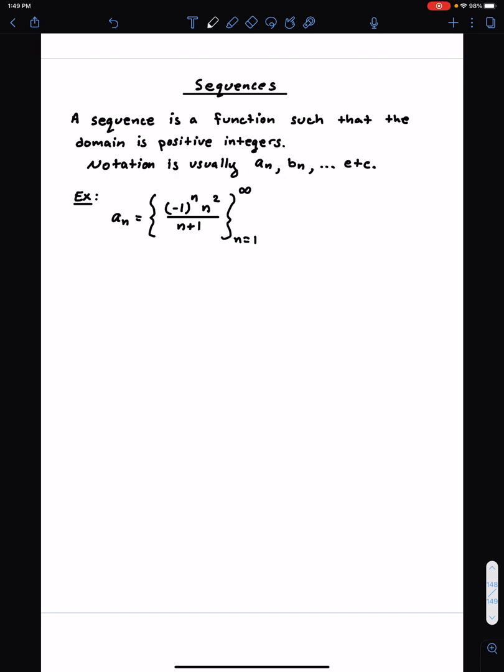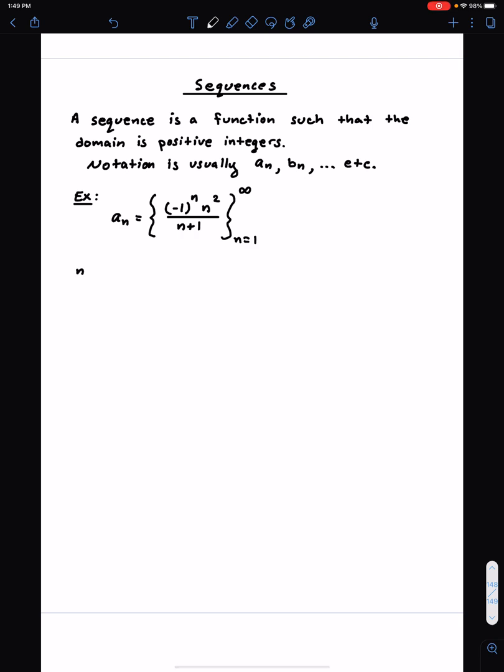Sequences. A sequence is a function such that the domain is positive integers. The notation is usually represented by a sub n, b sub n, etc. For example, if I have this sequence, a sub n equals negative 1 to the n squared, divided by quantity n plus 1. The lower bound, or the starting point, is at n equals 1, and this goes to infinity.